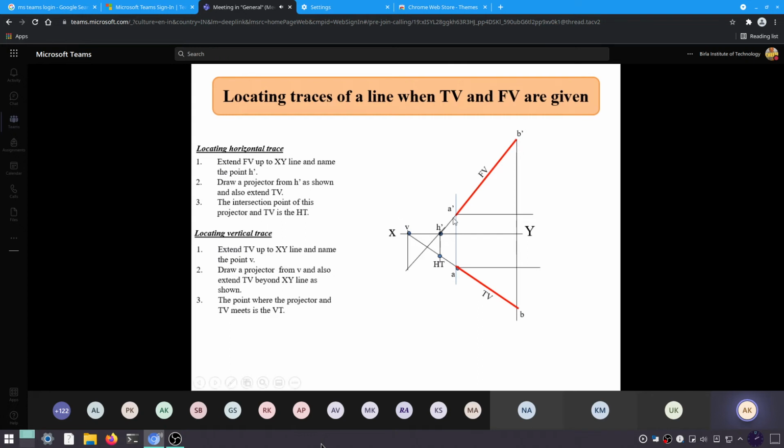You'll get front view small h and capital V in the same line. You'll get top view capital H and small v in the same line.